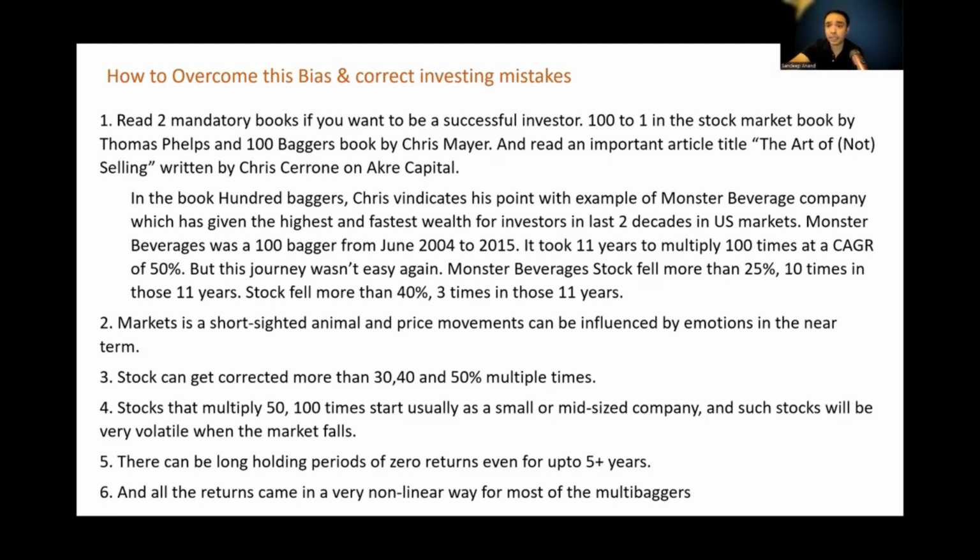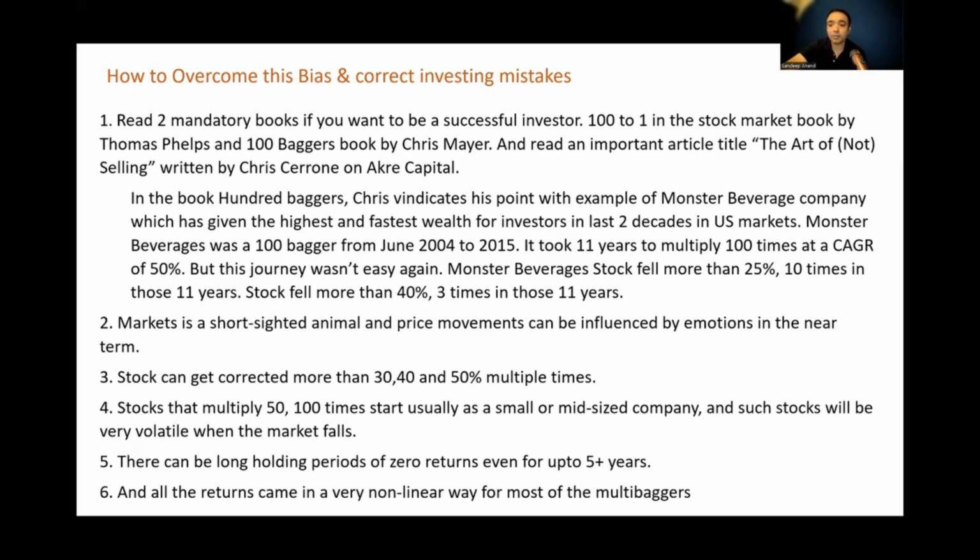Now, in the book 100 Baggers, Chris has vindicated his point with an example of Monster Beverage Company, which has given the highest and fastest wealth to investors in the last 2 decades in the market. Monster Beverage was a 100-bagger from June 2004 to 2015. I think it's still a 100-bagger. It took 11 years to multiply 100 times at a CAGR of 50%. So a quick knack to think about: if you have a CAGR of 50% for a decade, you get a 100-bagger, right? Easier said than done. Very few stocks are like that.